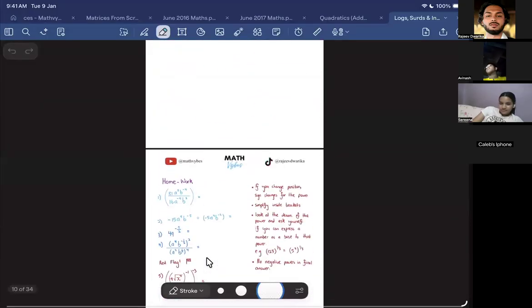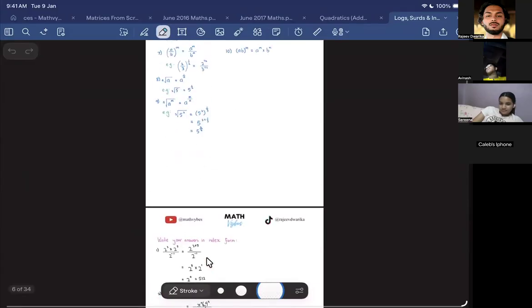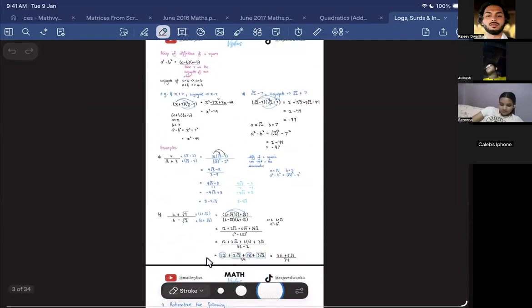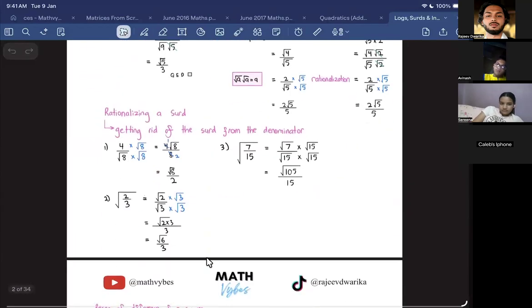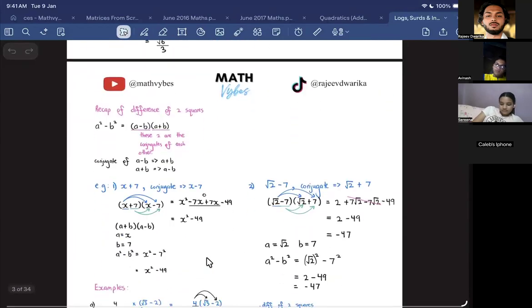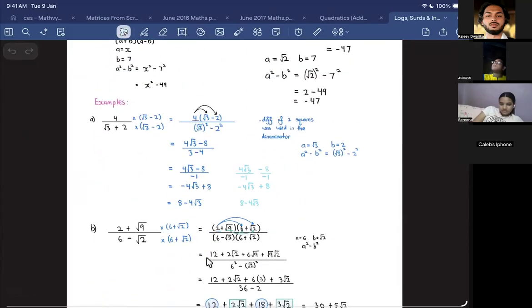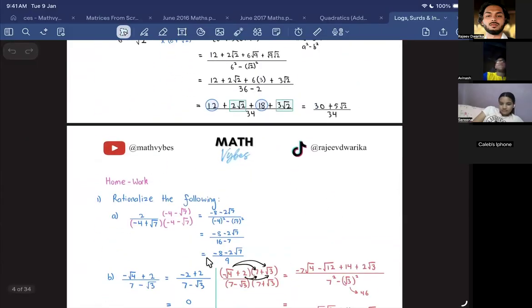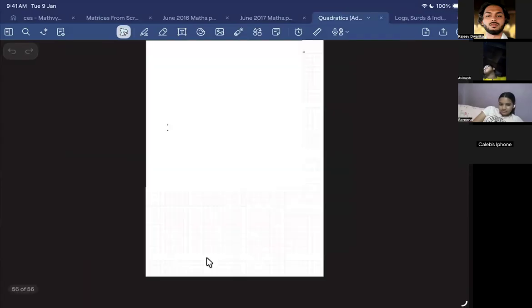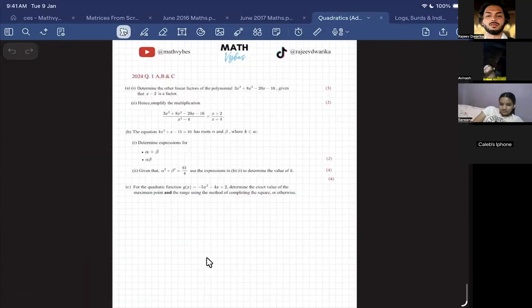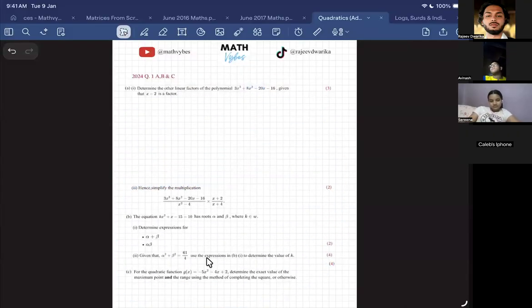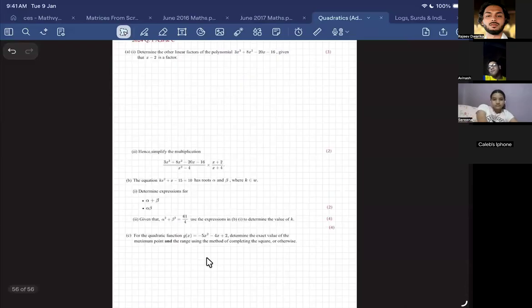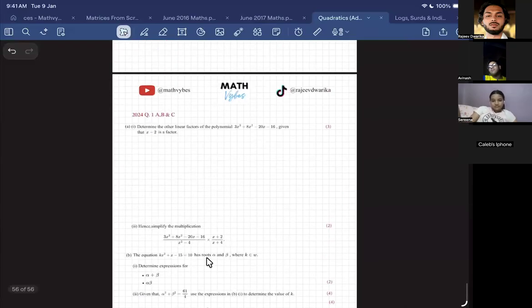Right? I'm trying to look for the new stuff we do. Watch. Wait, where is it? Yeah, watch. Deconstructing surds, rationalizing a surd, right? Yes. And we did some tricky examples. Yeah, I will send you these notes. We do the geometric progression today. Yesterday, we did the arithmetic progression. All right. Cool.